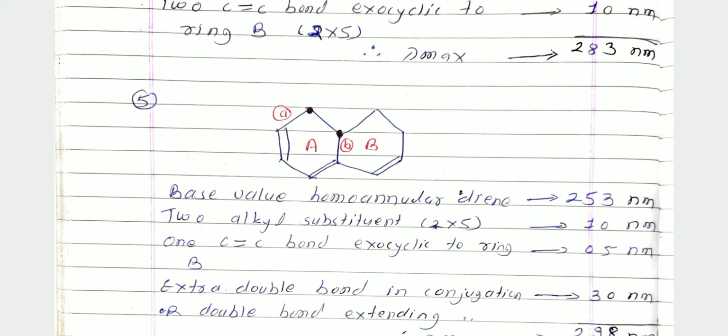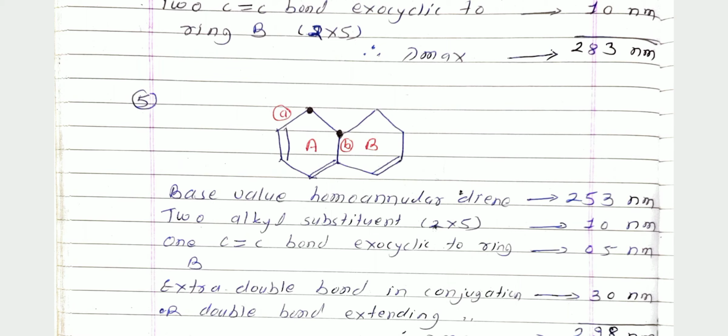Then in this structure, the structure contains homoannular diene as well as heteroannular diene. Then in this case you take the value of homoannular diene, not heteroannular diene. If both homo and hetero double bonds are present in the same ring, then you take the base value for homoannular diene, not heteroannular diene.